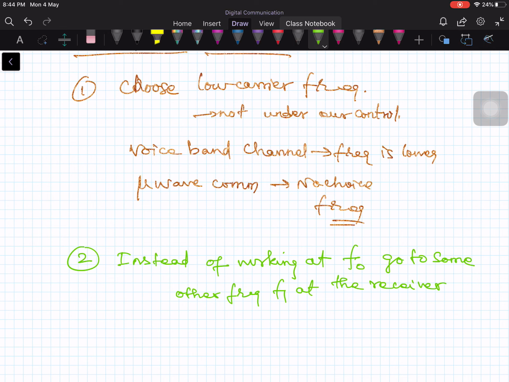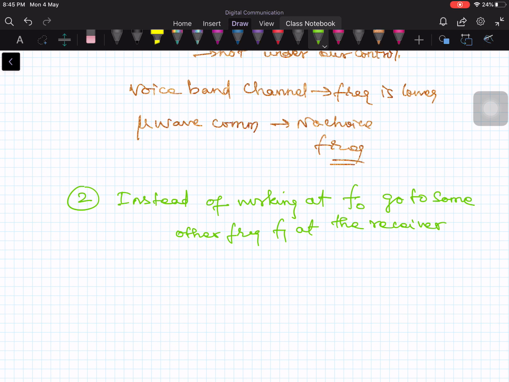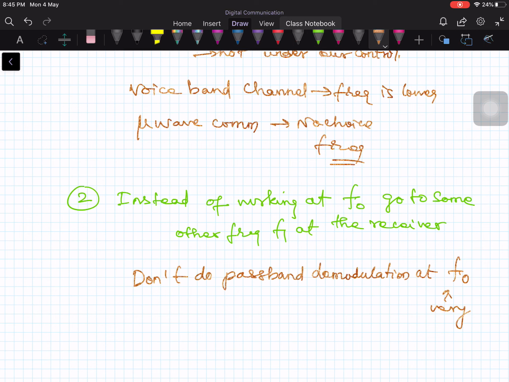Therefore use an intermediate frequency receiver, and do not do the passband demodulation straight away. Don't do the passband demodulation at f0, because f0 is very high. If it is very high, then timing error problem will come. So that is why we convert this f0 to some lower frequency. That lower frequency we call IF frequency, intermediate frequency.